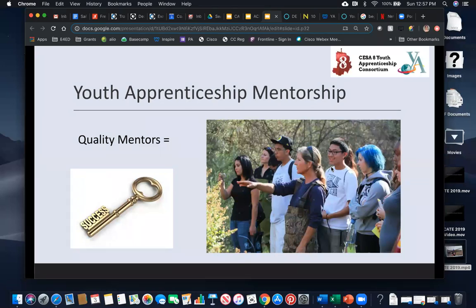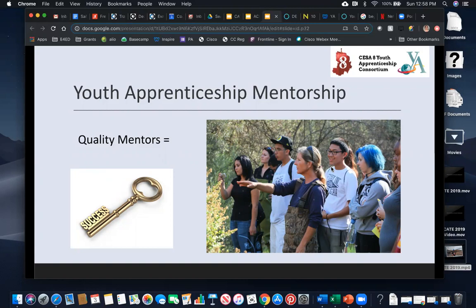So youth apprenticeship mentors are really the key to effective youth apprenticeship. They are the critical element to the success of a youth apprenticeship student. They advise youth on career directions and opportunities. They provide professional networks for students and help to expand the students' career goals. They provide support, encouragement, direction, and knowledge. They teach the student what they need to know about a particular profession.